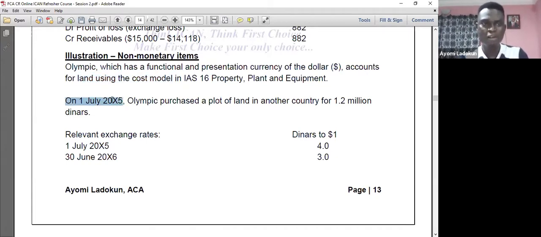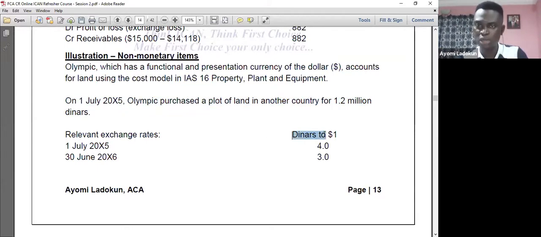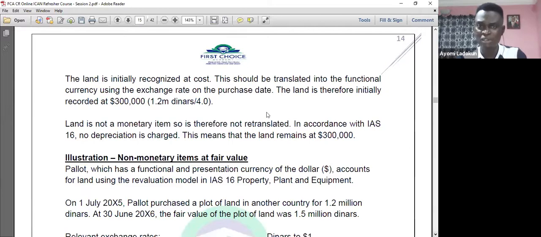Now it says on 1st July 20x5, Olympic purchased a plot of land in another country for 1.2 million dinars. Then I'll ask, how did they quote? They quote dinars to $1, which is 4. So that means my dollar, which is the functional currency, is stronger. So I will have to divide this 1.2 on the date of the transaction, which is 1st July. So 1.2 divided by 4 gives me 300,000. So I take it at 300,000.